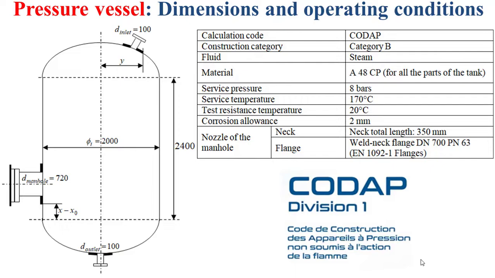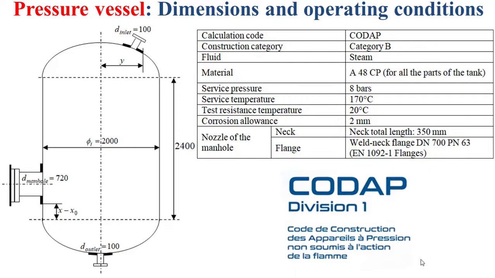The design pressure is 8 bar, which is equal to 0.8 megapascal. The design temperature is around 170 degrees Celsius. This pressure and temperature are associated with the case of the steam. The test temperature is around 20 degrees Celsius. For the corrosion allowance, it is determined based on an agreement with the customer and varies from 0 to 3 millimeters, and here we have 2 millimeters as corrosion allowance.